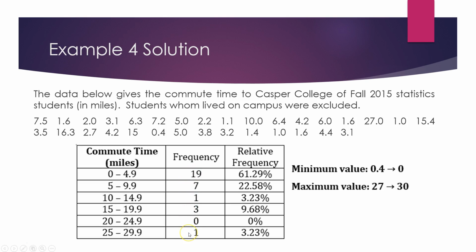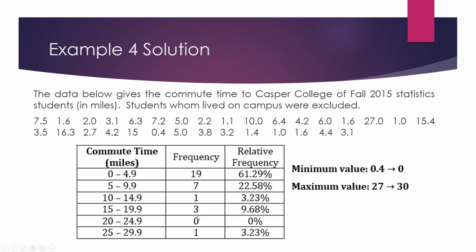Just like with the previous example, I figured out how many I had. If your classes are different, your counts may be different, and that's okay. I had 19 that were in between 0 and 4.9, and then 7 that were in between 5 and 9.9. And as you go up, I had 0 for this class right here.